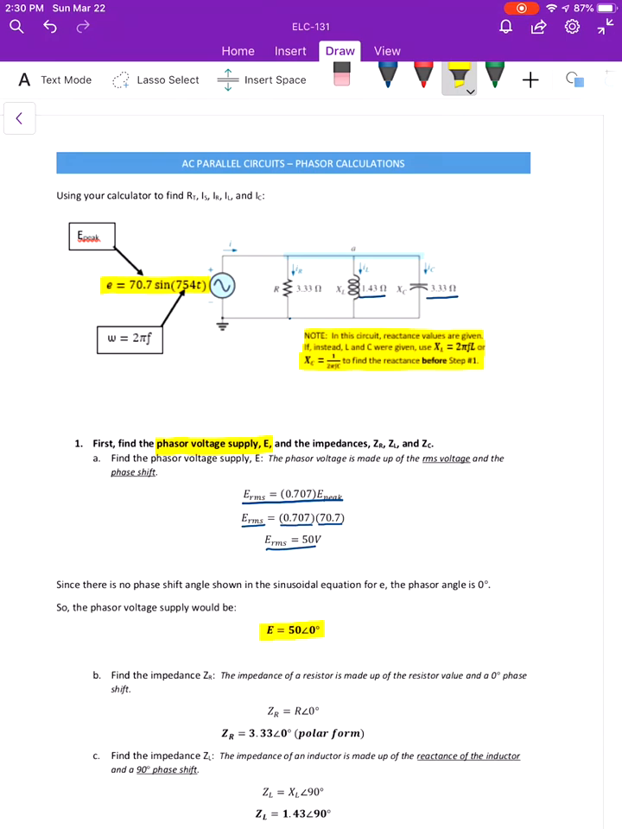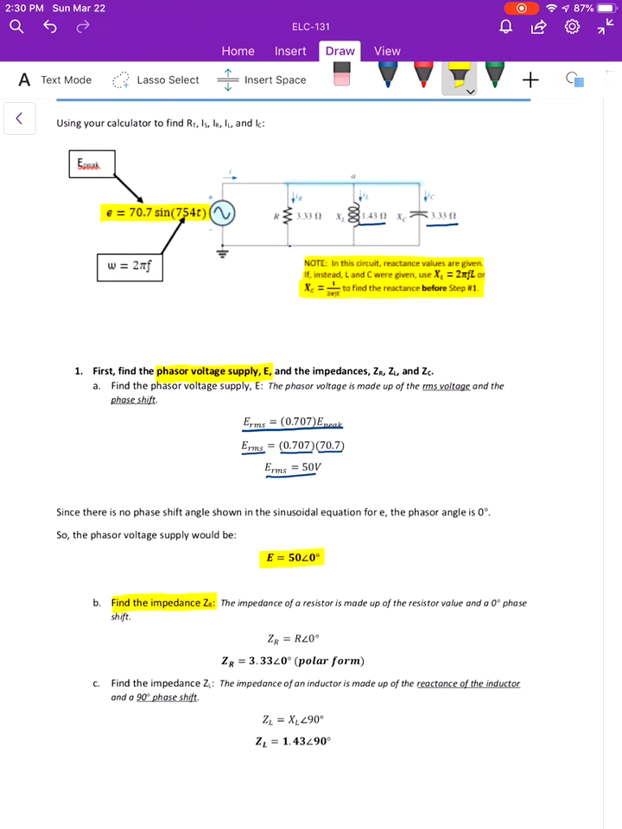Next, we need to find the impedances of each of our components. So for ZR, that's just going to be the resistor value at 0 degrees. So we've got 3.33 at 0 degrees. For the impedance of the inductor, we're going to take the reactance of the inductor at 90 degrees. So that would give us 1.43 ohms at 90 degrees.